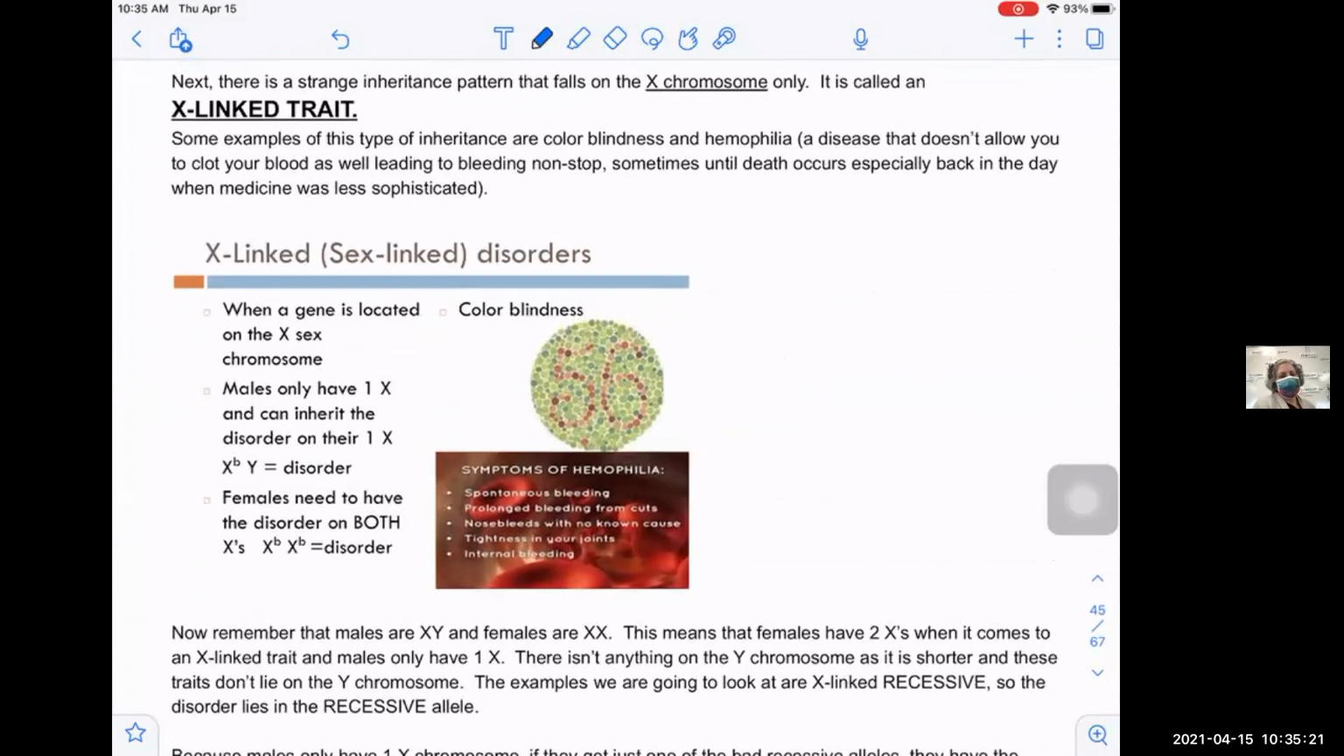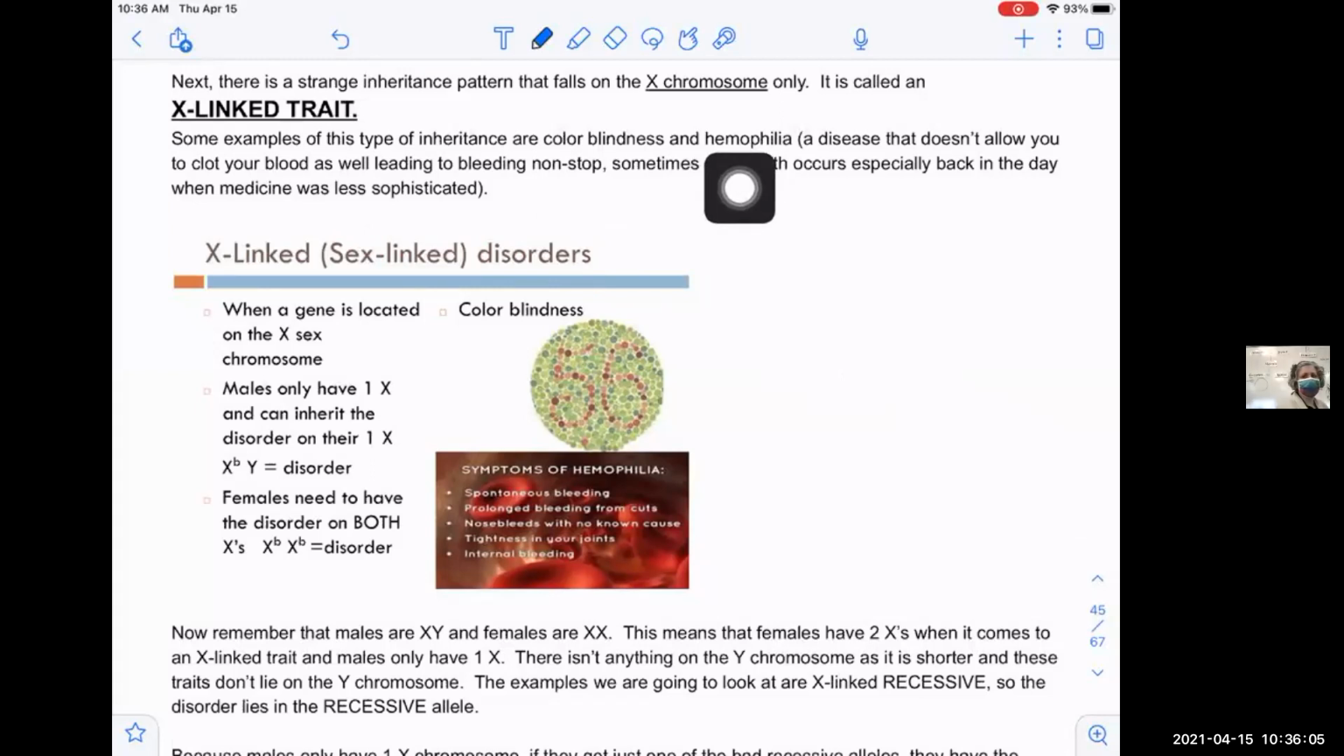So there's another type of inheritance that falls on the X chromosome only, okay? Remember, an X chromosome is a sex chromosome. We talked about this last Friday when you were flipping to see what the sex of your baby would be. This is the one, the 23rd pair of chromosomes that determines the sex of your offspring. And we have a couple examples of things that lie on the X only. Okay, so one example of this is color blindness. So not being able to see colors the same way as a normal sighted person, and hemophilia.